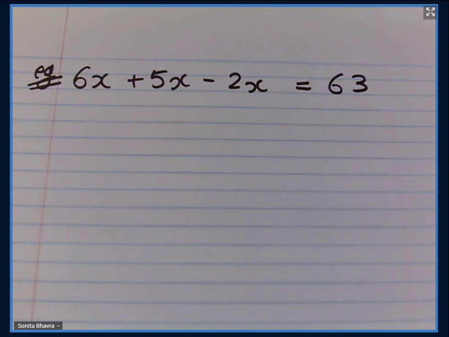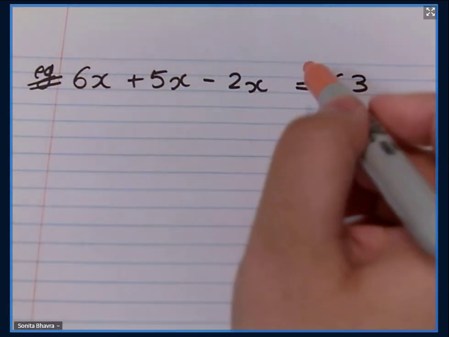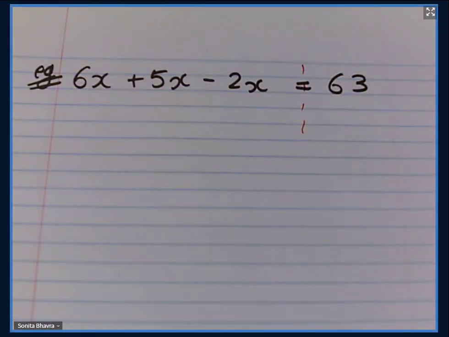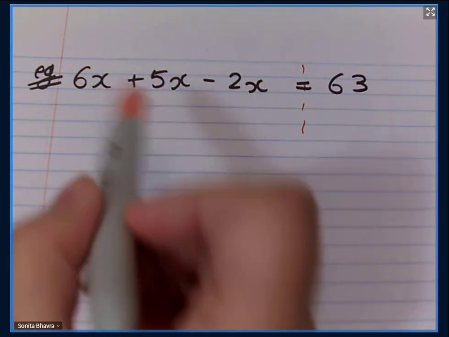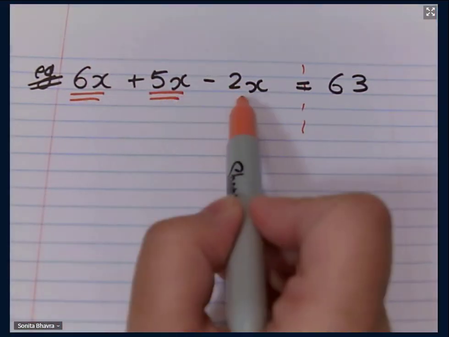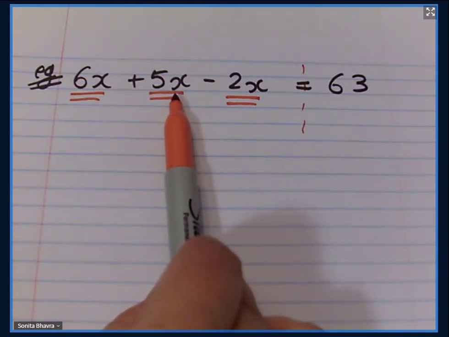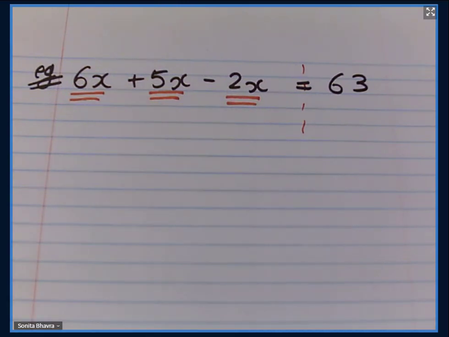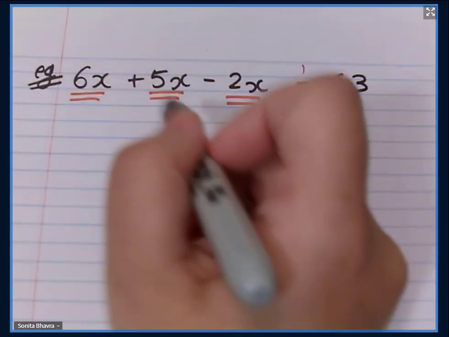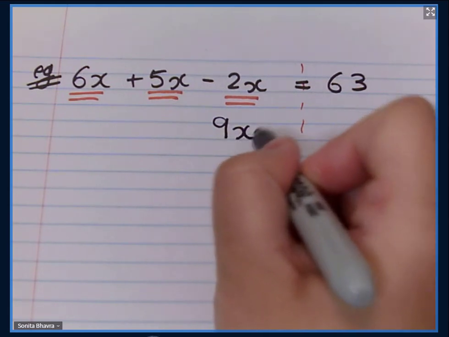Okay, our next example, we have 6x plus 5x minus 2x, and it's equal to 63. On the left-hand side of our equal sign, we have three terms that can be collected together: 6x, 5x, and negative 2x. So 6x plus 5x is 11x. And then 11x minus 2x is 9x. So on the left-hand side, we end up with 9x.